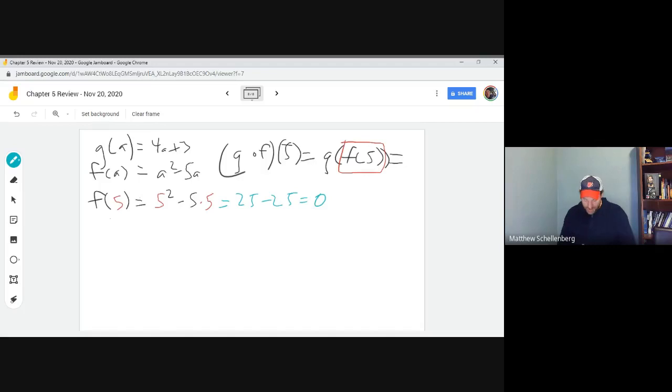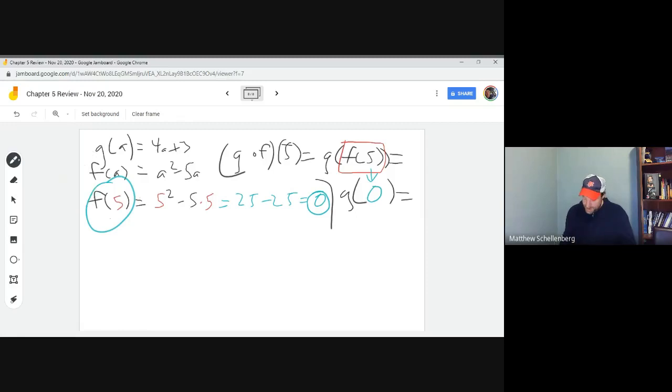Okay, so that means that this is equal to g of, well, what's f of 5? Well, f of 5 equals 0. This right here equals 0. So this equals 0.